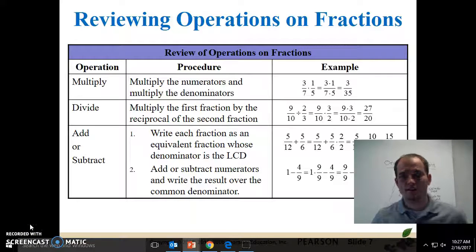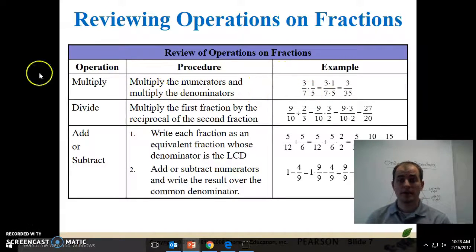So the second half of section 4.6 is on a review of the order of operations. And this is a great review slide here to review everything we've done with our operations on fractions. So to multiply fractions again, you want to simplify first. Simplify any numerator with any denominator, and then you multiply straight across. Multiply your numerators, multiply your denominators to get your answer.